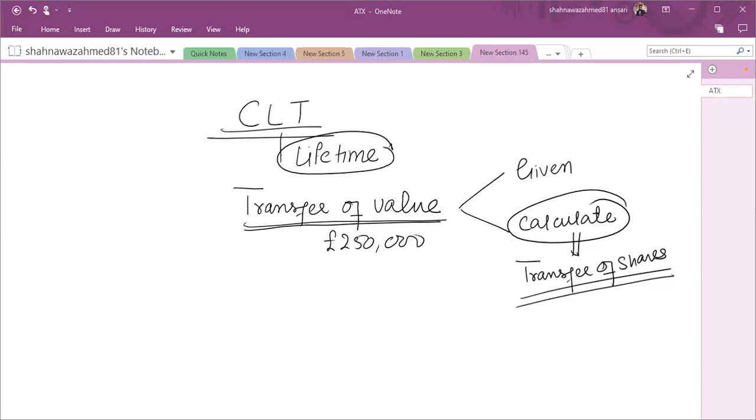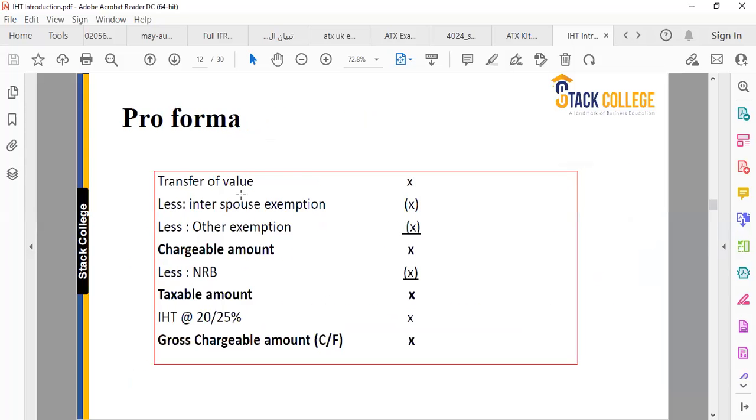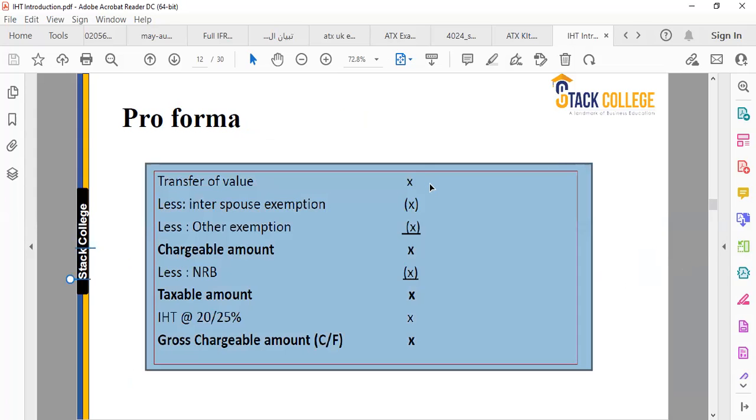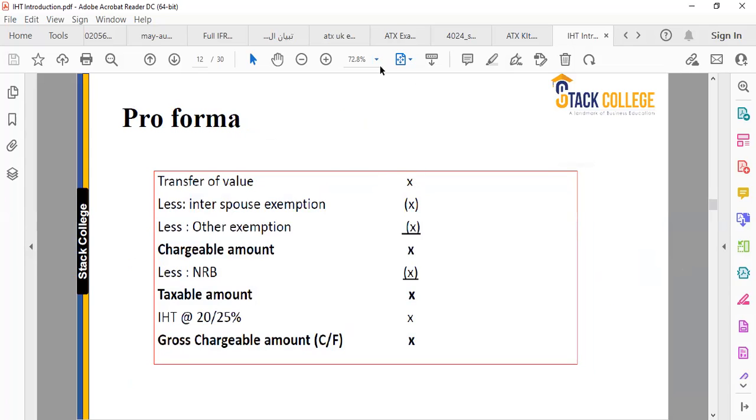Exemptions and other things. Now see, this is a basic pro forma. First, you have to identify what is transfer of value. Then you have to deduct all kinds of exemptions. After deducting exemptions, we'll get a figure of chargeable amount. Then we will deduct one relief, which is called NRB. Then we will get the taxable amount. And then we have to apply either 20% or 25%.